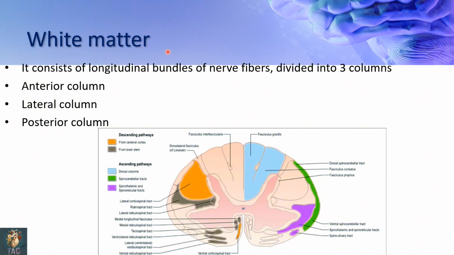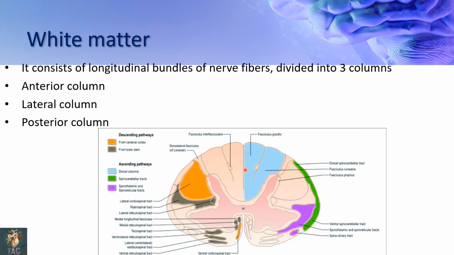So then, the white matter of the spinal cord. In the previous class we discussed the gray matter and the Rexed lamination of the spinal cord. Now in this class we are discussing the white matter. It consists of longitudinal bundles of nerve fibers and is divided into three columns: the anterior column, which is present over here, the lateral column, and the posterior column or dorsal column.